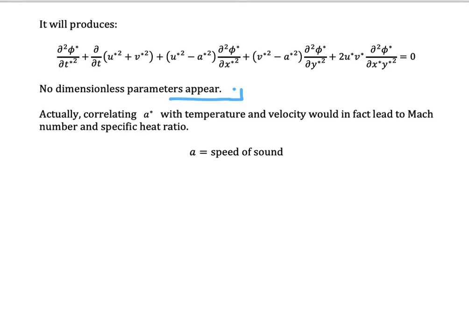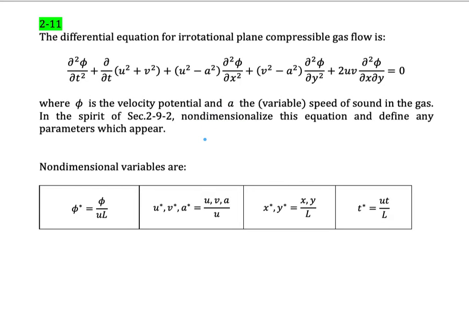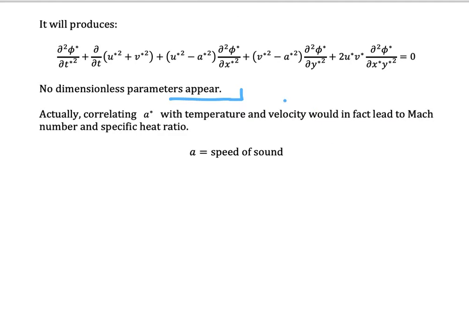And then here, actually, correlating A star with temperature and velocity would in fact lead to the Mach number and specific heat ratio. Okay, it is because we neglect the value of A here, because A is given as the speed of sound in the gas. Okay, so this is the simple calculation.